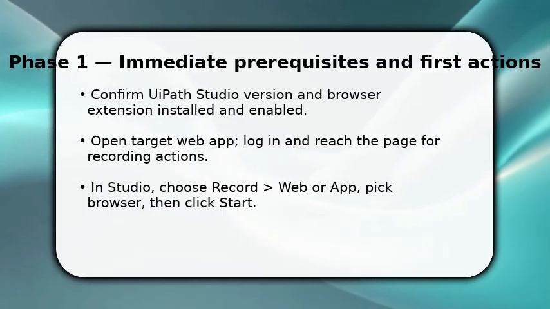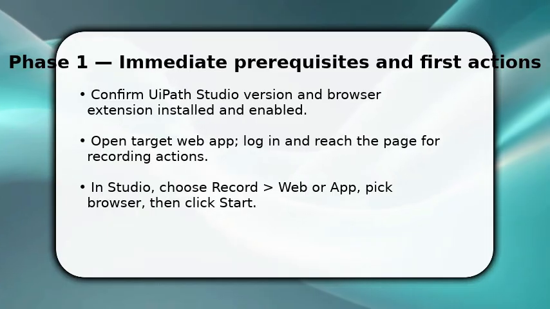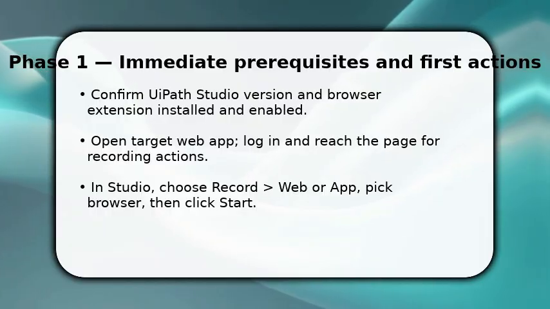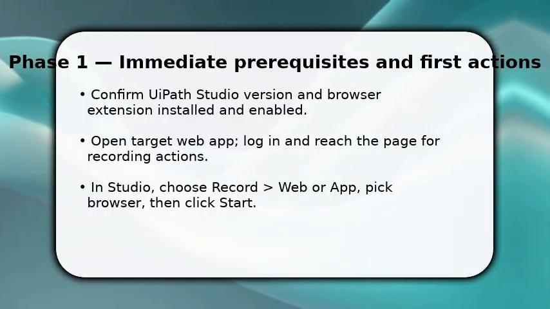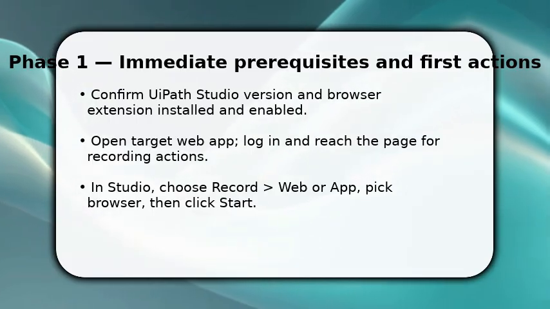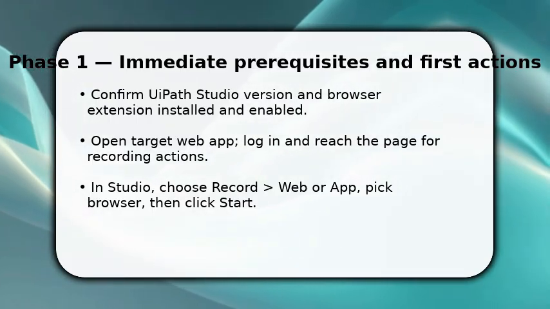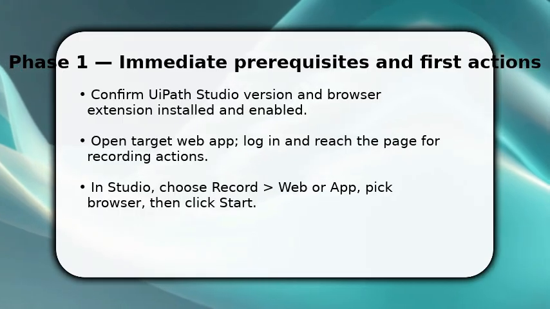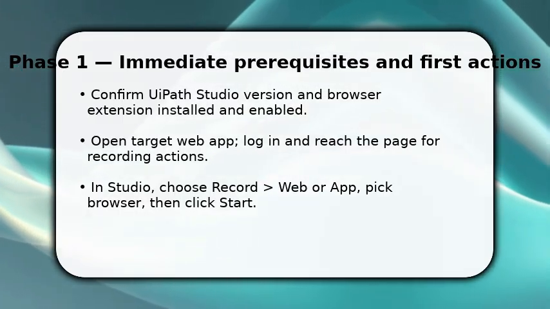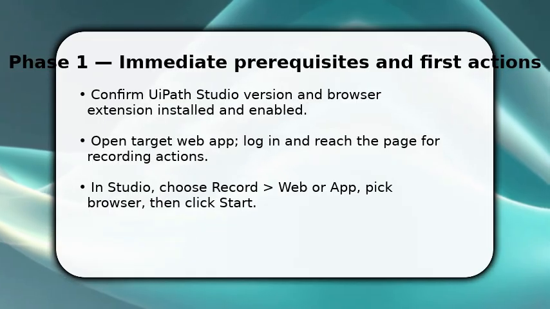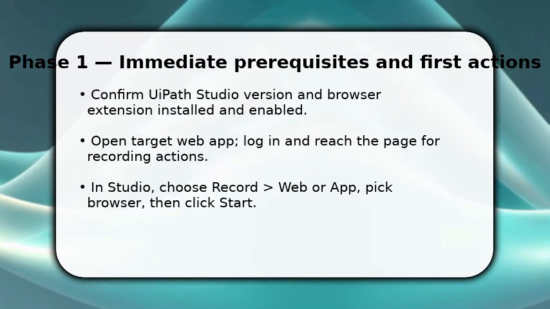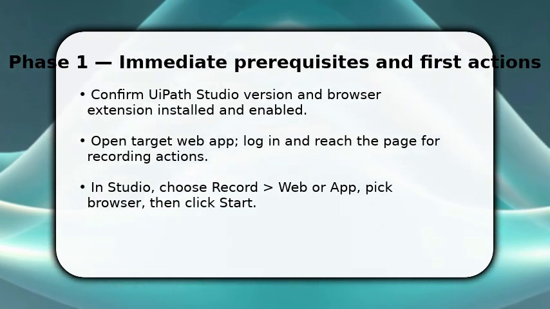You begin by doing quick checks. Ensure UiPath Studio and the browser extension are installed and enabled, and the target web app is open and logged in. Once done, switch to Studio and select Record, then choose Web or App depending on the interface you'll automate. Make sure to select the correct browser from the drop-down. This ties clicks and selectors to that environment. Click Start to begin capturing actions, and position windows so you can perform tasks without overlapping or obstructing elements.